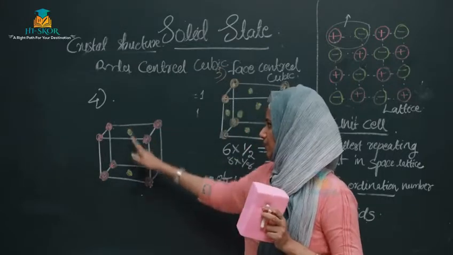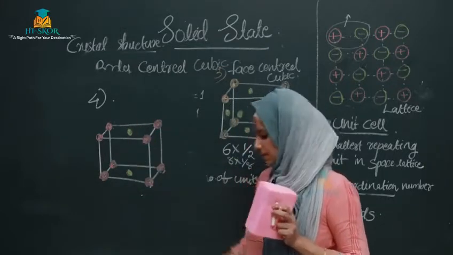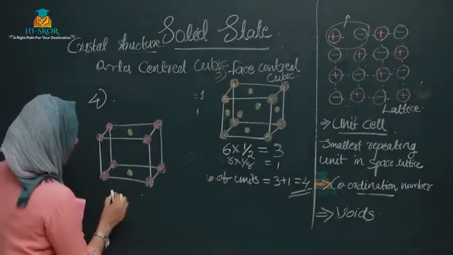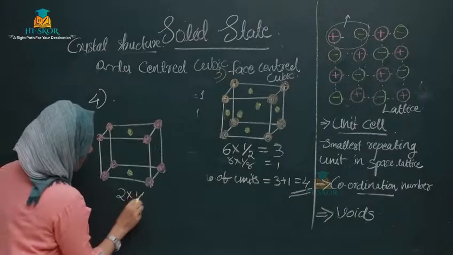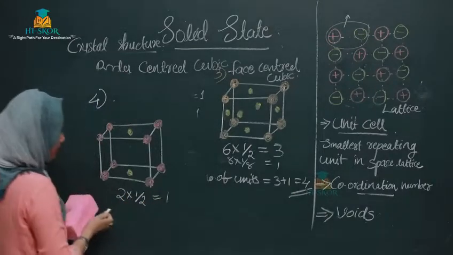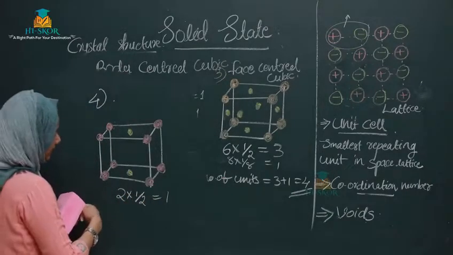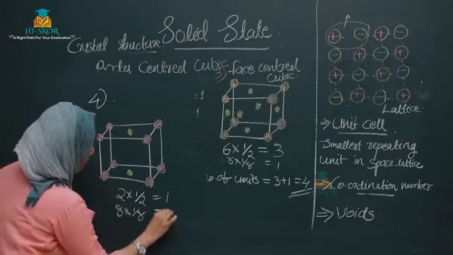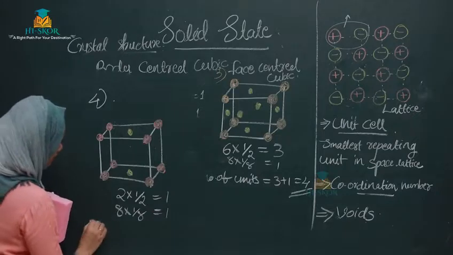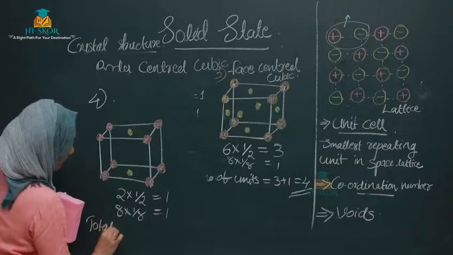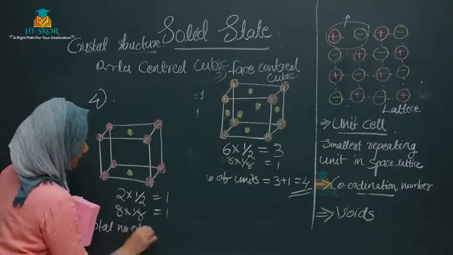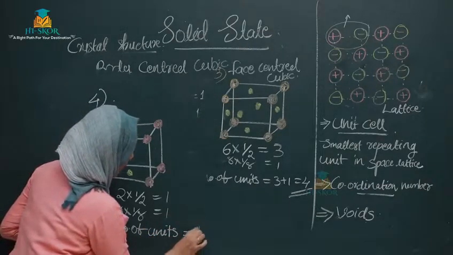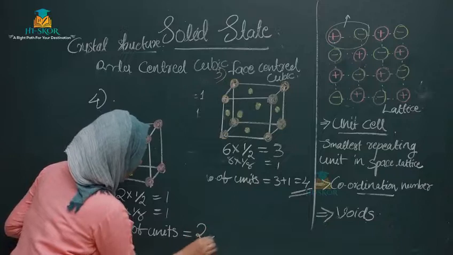So total 2 end centers are there. So we can write here, that is 2 into 1/2, that is equal to 1. And also at the corners we have 8 into 1/8, 1. So total number of units per unit cell is equal to what? 1 plus 1 is equal to 2.